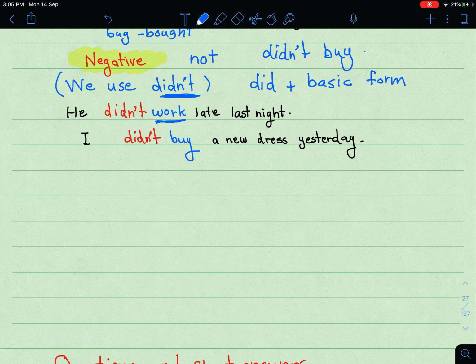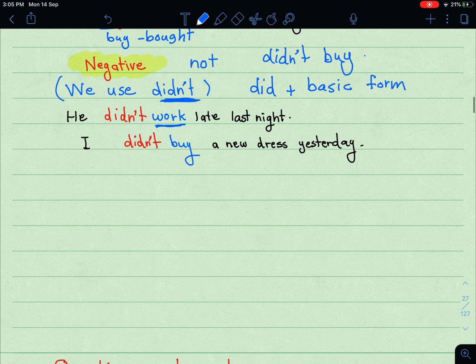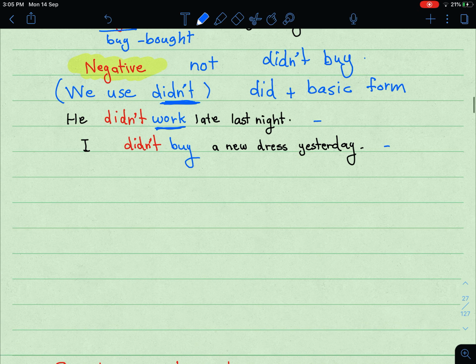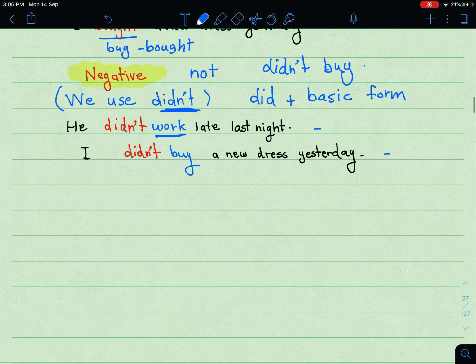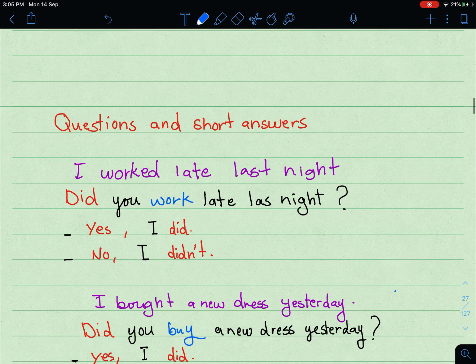So he didn't work late last night and I didn't buy a new dress yesterday. Both of these examples are statements in the negative form, جمل منفية. And as you realize, when didn't came, the verb went back to its original form or to the basic form. رجع إلى أصله. So you have to be very careful. خلاص? So this is the negative form.